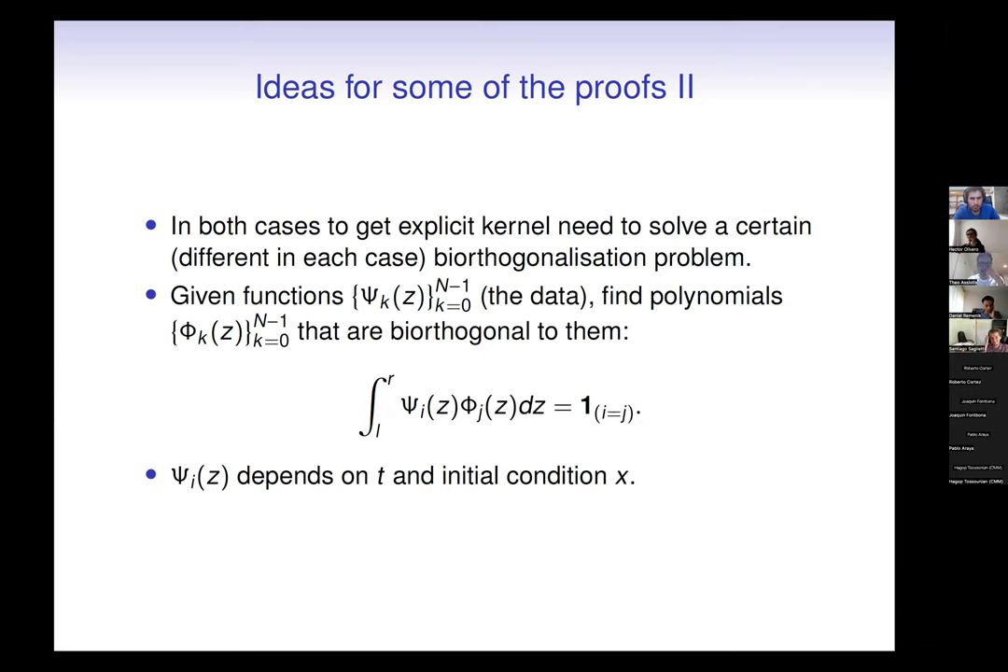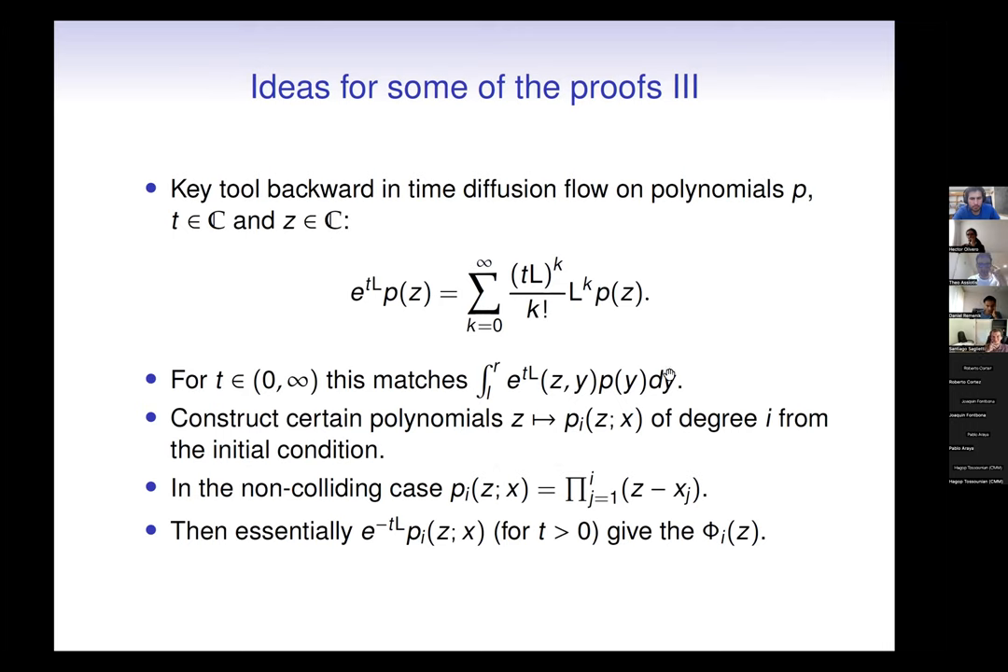And this thing is this backward in time diffusion flow of polynomials, which is an interesting thing in itself. So in general, you can define this for this Pearson diffusion: you take some polynomials and you apply this operator to them, even with imaginary time, you can apply this as this series here, okay? Of course, this has a definition when t is positive, it's just the integration with respect to the transition density.